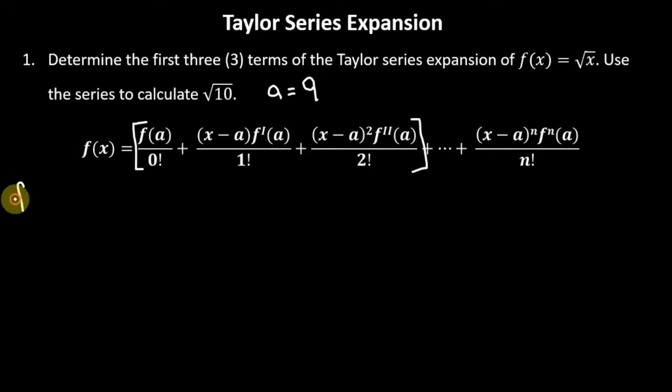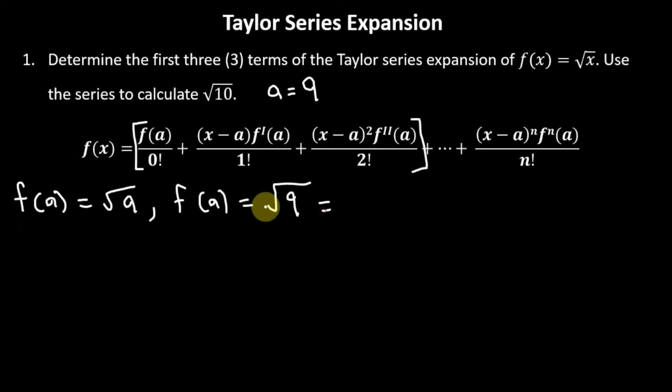So we're going to go ahead and find our f of a. Bear in mind that f of x is equal to the square root of x. Therefore f of a will be equal to the square root of a. Remember, guys, we have outlined that our a value is 9. So f of a is equal to the square root of 9, which is of course 3. And that's pretty much how we find our f of a.